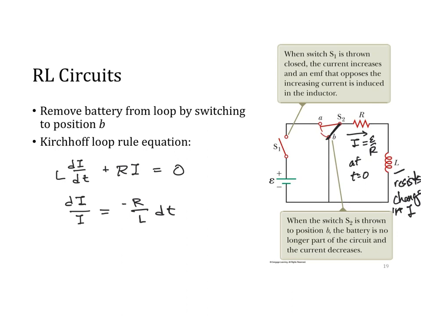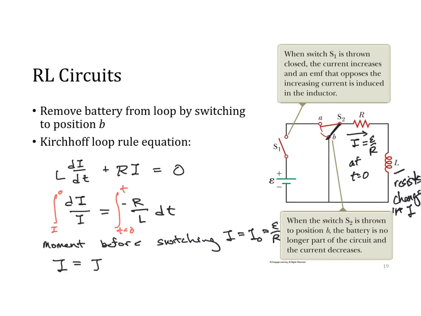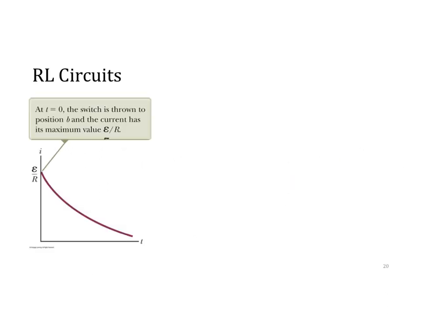So we want to give ourselves the idea that the moment before the switch is switched, our current, we could call it I0, but that's the epsilon over R, the maximum steady state current that we were going to reach. Okay, so if you do this integral from t equals 0 to some later time, you are going to come out with an equation that looks like I0 e to the negative t over tau. And again, that tau is your inductance divided by the resistance for this inductor circuit. So this is an exponential decay. This exponential decay looks like this over here.